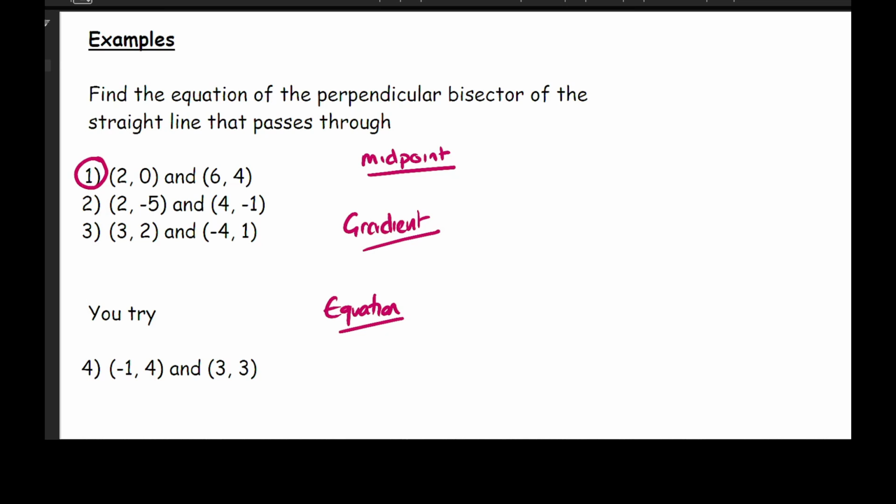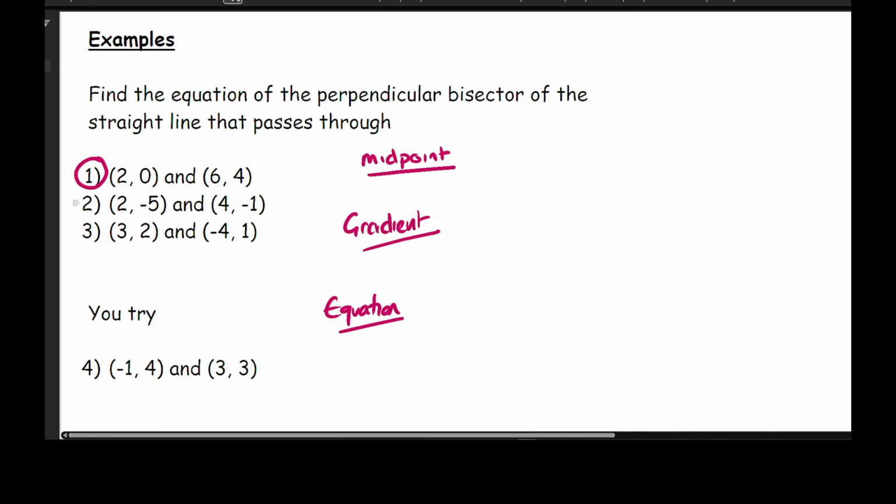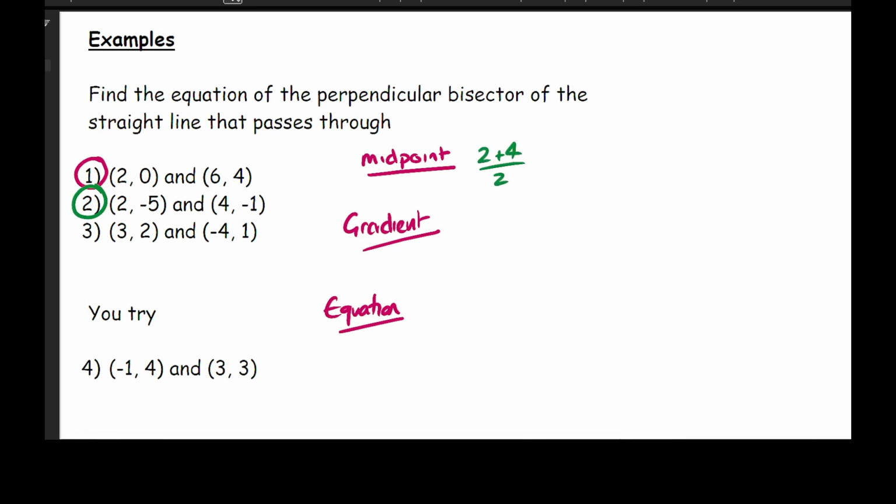Then if I move to my second question, so here to find the midpoint, I add the two x ordinates. So I've got 2 plus 4 over 2. Add the two y ordinates together. So I've got minus 5 plus minus 1 over 2, in which I get 3, and that's going to be minus 3 as my coordinate.